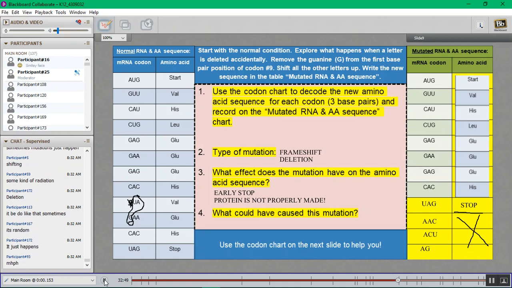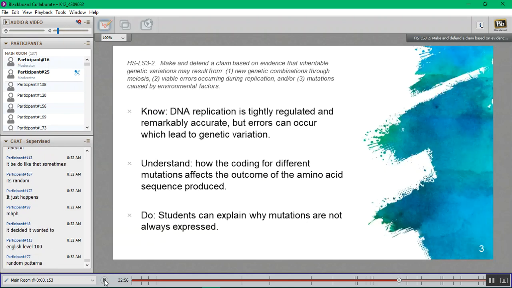Remember we talked about how these errors occur, right? I'm going to go back to our KUD real quick. Look at our know statement for today. DNA replication is tightly regulated. What is regulating the DNA replication? What little helpers are in place that are regulating the replication process? Yes, enzymes, good job.